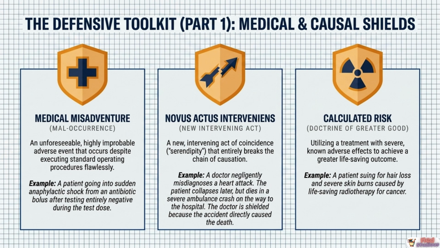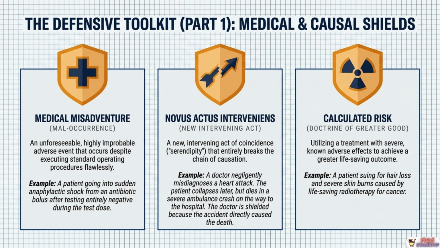This applies when an entirely independent, unforeseeable event occurs after the physician's act and directly causes the harm, effectively severing the causal chain. The classic example: a physician negligently misdiagnoses a heart attack. The patient collapses later, but dies in a severe ambulance crash on the way to hospital. The ambulance accident is the direct cause of death, not the physician's misdiagnosis, and the physician is legally shielded.